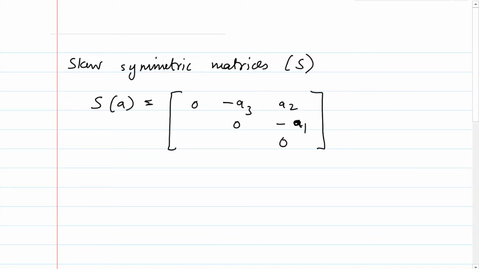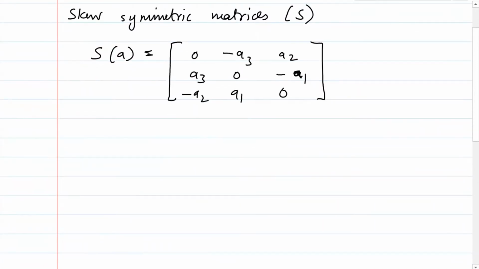The off diagonal element looks like this, and then the elements below the diagonal will be exactly the same as above the diagonal, but negative of whatever is above the diagonal. So it'll be A3 and then minus A2 and plus A1. Okay, so now from this, A here, you can think of as a vector of A1, A2, A3.